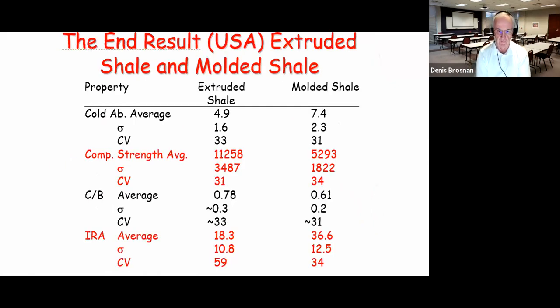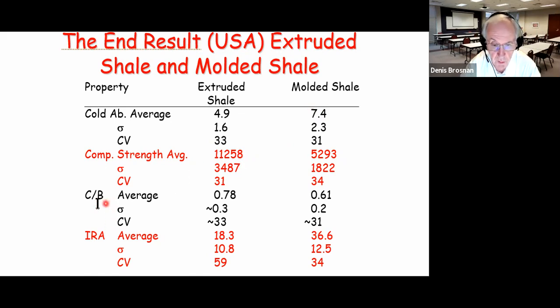So the end result in the United States is that we get cold water absorptions. They're a little different for extruded brick and molded shale. The molded shale were made with a lot higher moisture content, so the fired product has a lot higher ability to absorb moisture. Because it's less dense, it's going to have less compressive strength than the average brick made by extrusion.